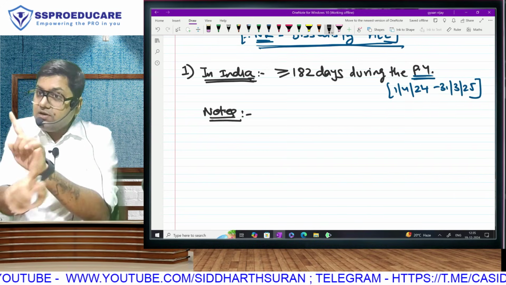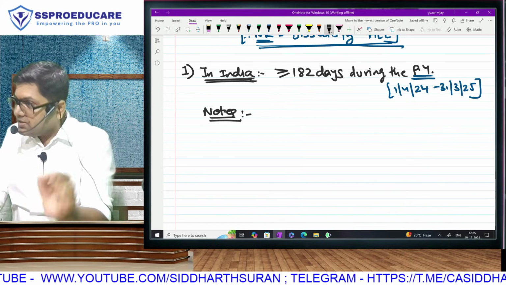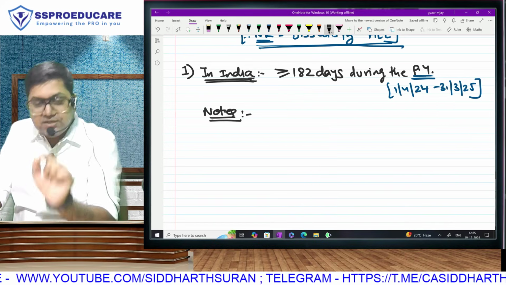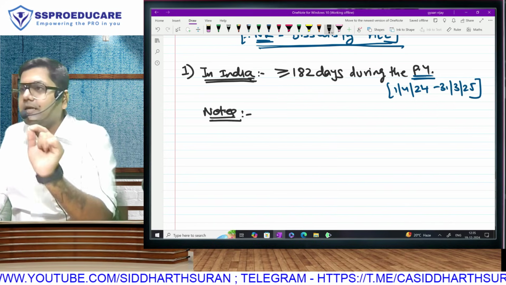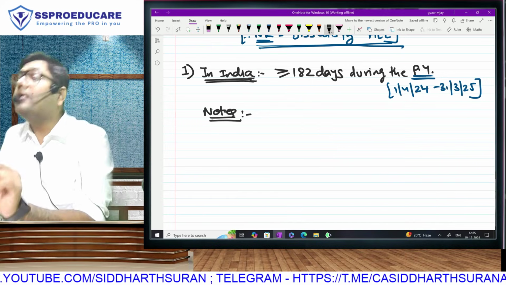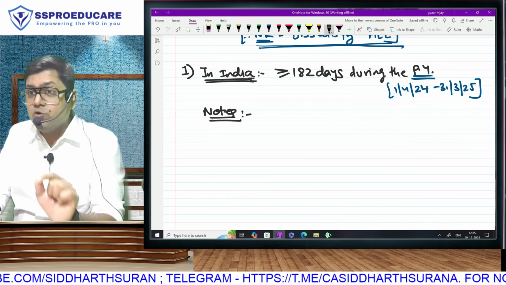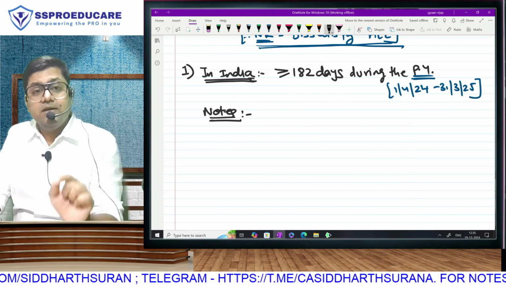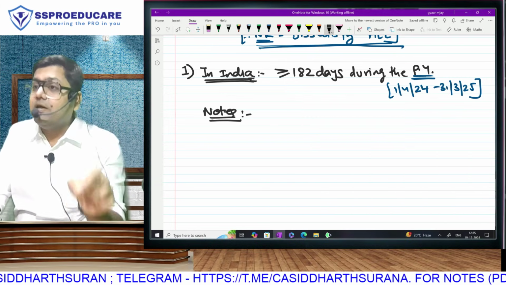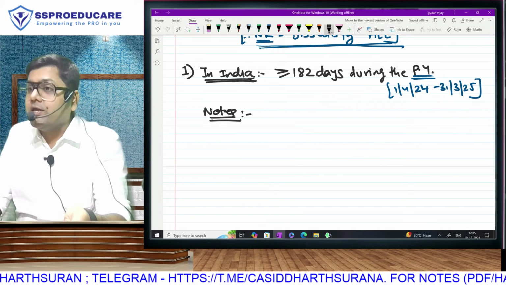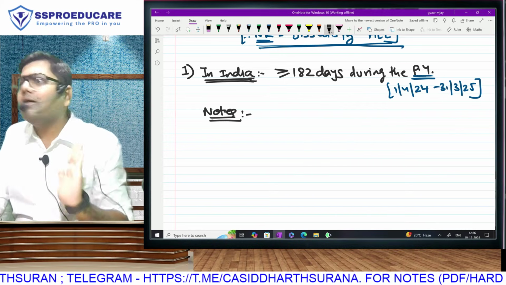Meaning, condition 1 is over. Condition 1 is only one line. Condition 1 is: if you were physically present in India for a period of 182 days or more during the previous year. Once again, if you were physically present in India for a period of 182 days or more during the previous year, then you are a resident.